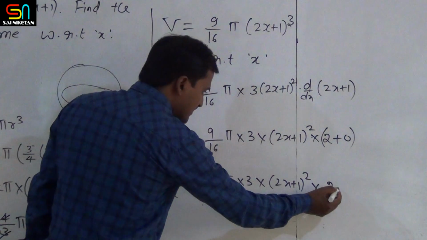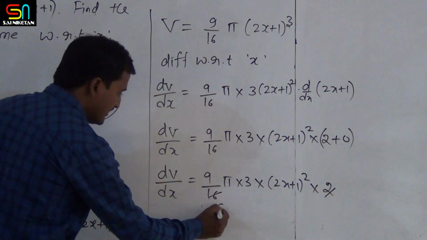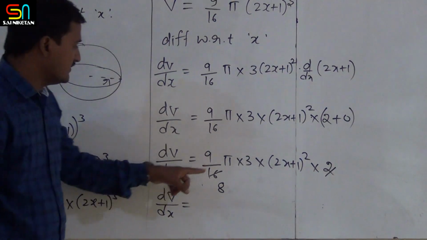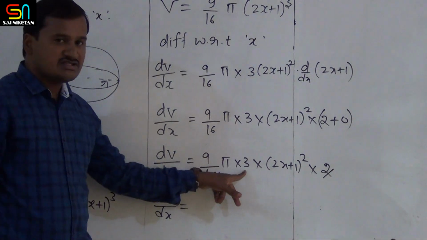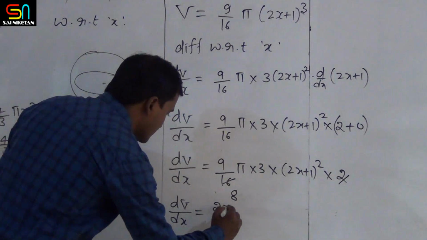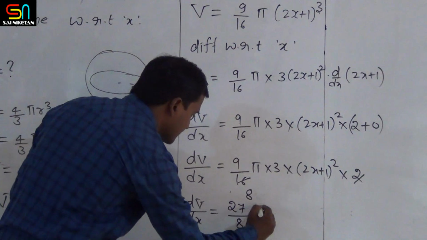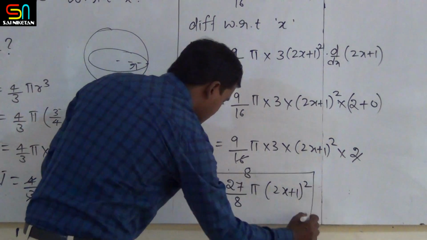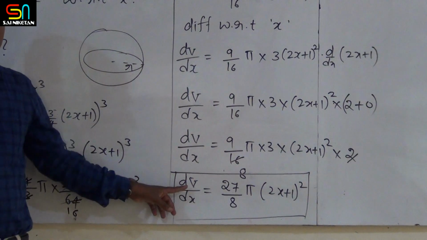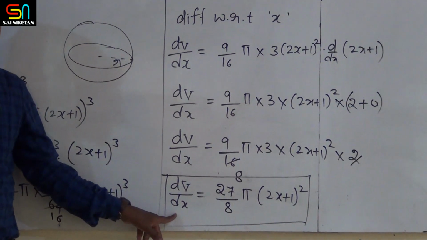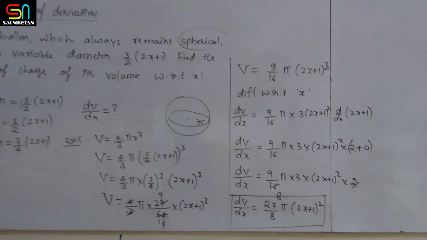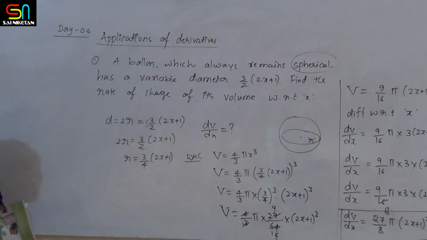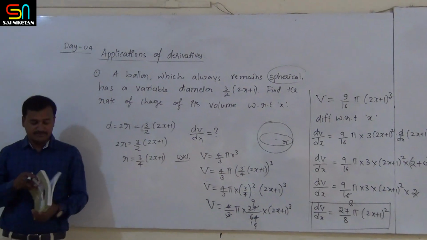Right? So now we have to cancel that term. Here 2 ones are 2x. So clearly what you are getting is dv by dx. Right? So dv by dx is equal to 9 into 3, which is 27, divided by 8 pi into (2x plus 1) whole square. So clearly this is the rate of change of volume of a sphere with respect to x when the diameter of the sphere is given by d is equal to 3 by 2 into (2x plus 1). Is it right? Next, I have to solve one more problem. Right?